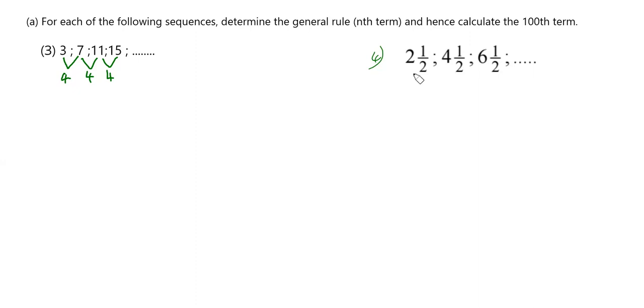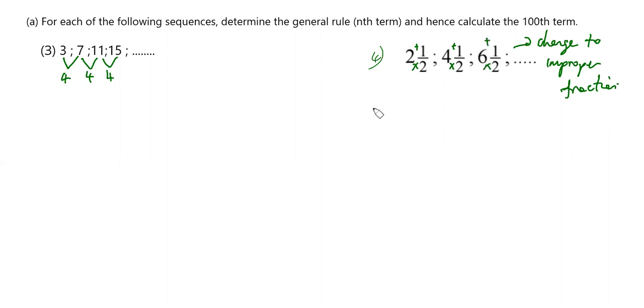First, change to an improper fraction. So here we need to change it to an improper fraction first. So what do we do to change to an improper fraction? We multiply here, then we add. We multiply here, then we add. We multiply here, then we add.